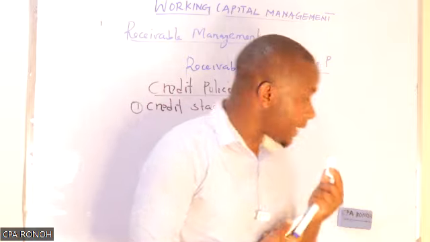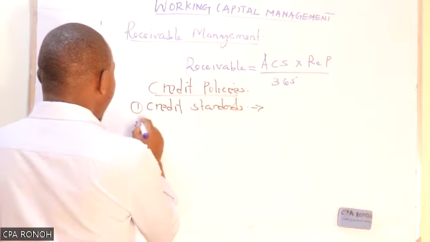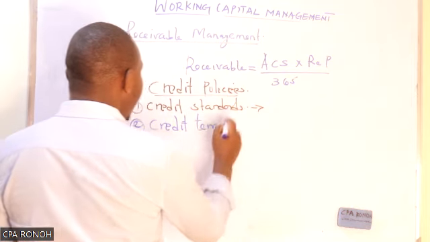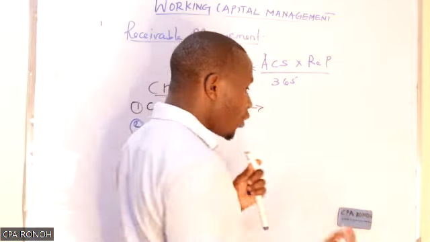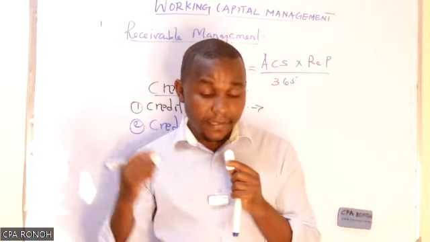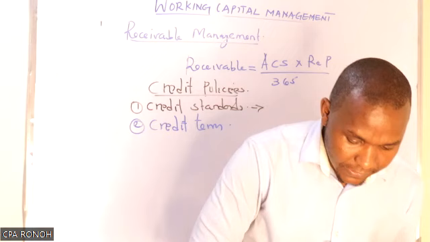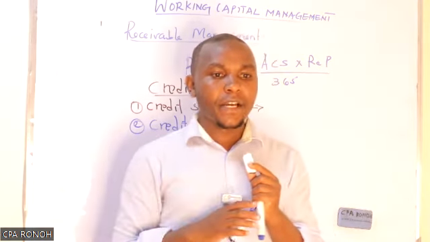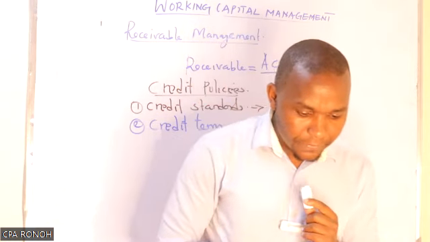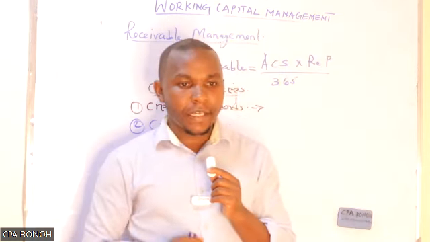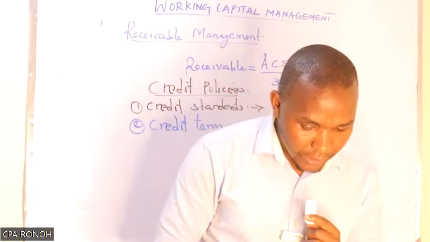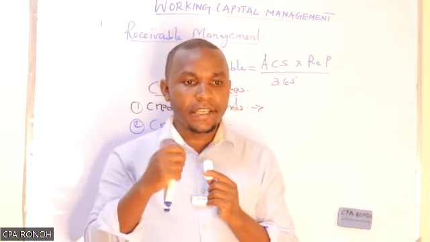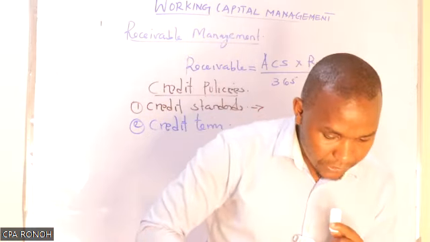Then we have another credit policy: credit terms. So this is what I was talking about: due on net 30 days, due on 60 days, and 90 days. It refers to the credit period given to the firm's customer, and the cash discount, if any.